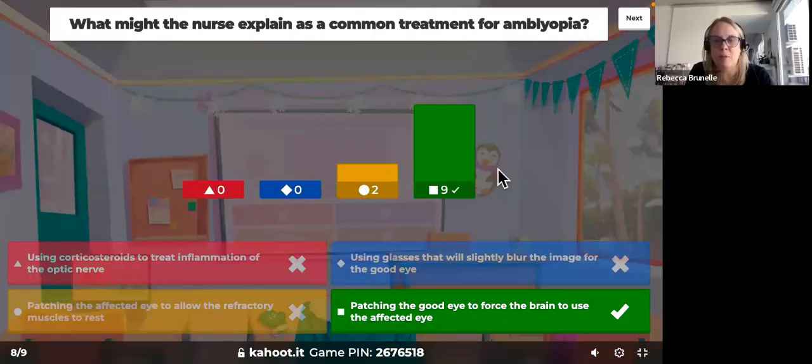Yeah, so this is going to be the patch. You would patch the good eye, which is hard for the kids, so that their brain has to use the bad eye.